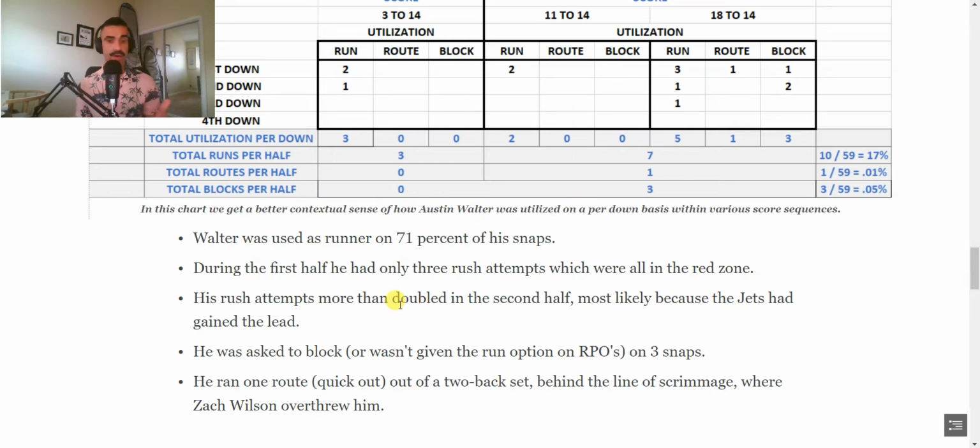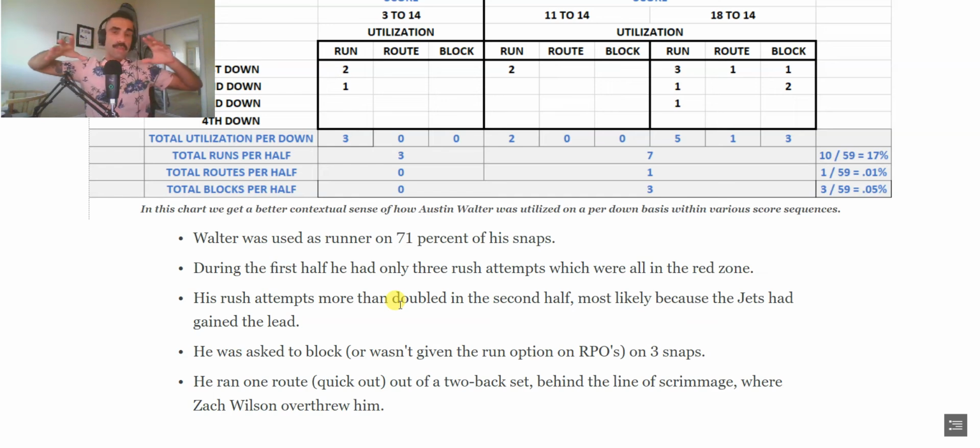He ran 1 route, a quick out, which was in the backfield. It was out of a 2-back set. They were using those 2-back sets. They're also called pony packages, where they have the quarterback in the middle and 2 running backs, 1 running back on each side.